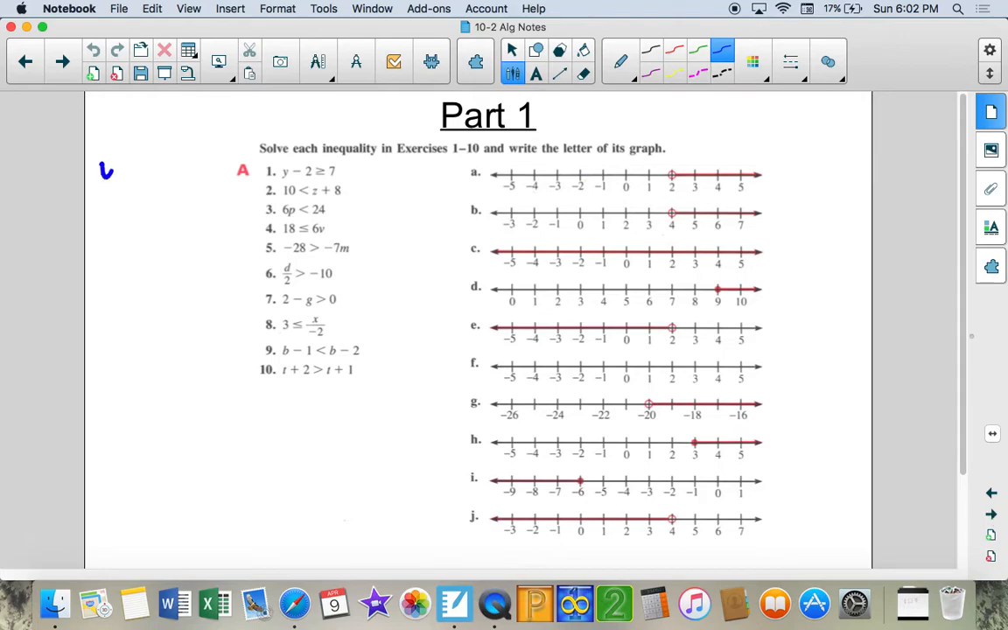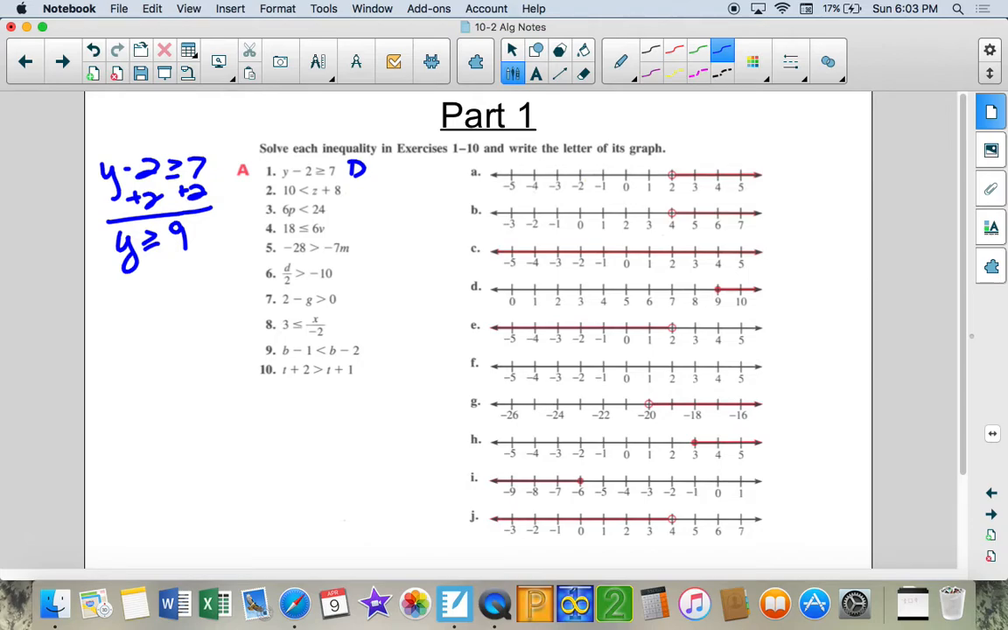So number one, we have y minus 2 is greater than or equal to 7. We're going to add 2 to both sides. We get y is greater than or equal to 9. So it's greater than or equal to, so we're going to look for a closed circle over the 9, and that would be D. D has a closed circle at 9 and goes to the right because that would be greater than.